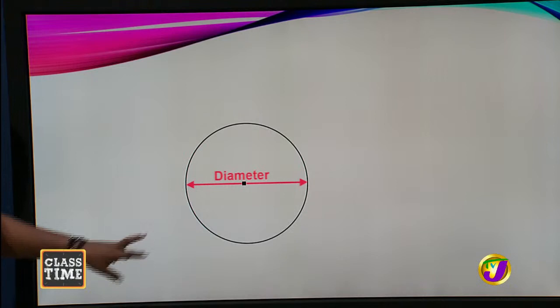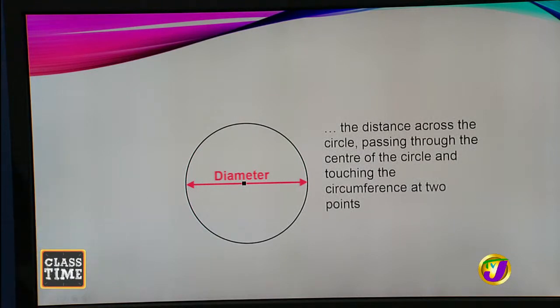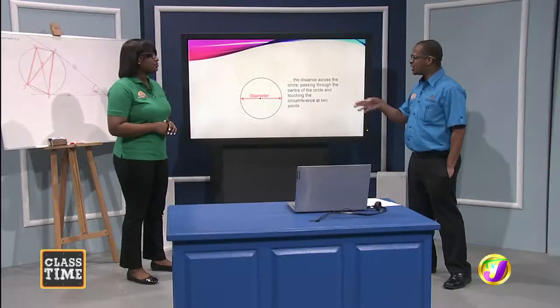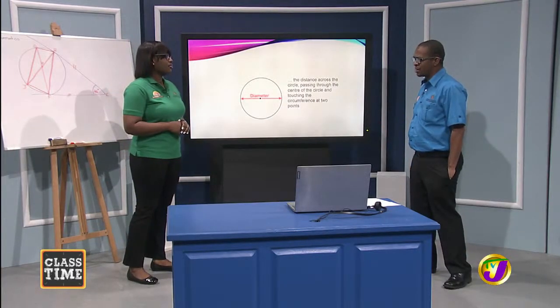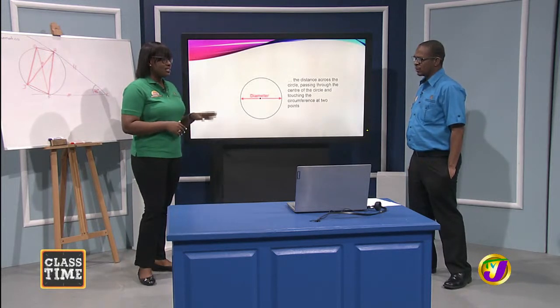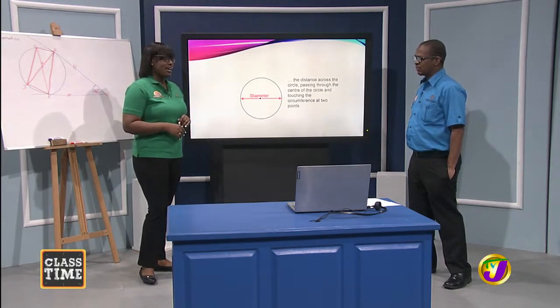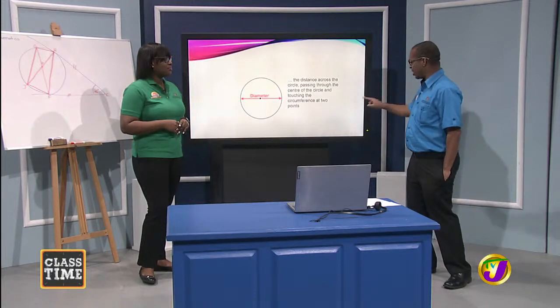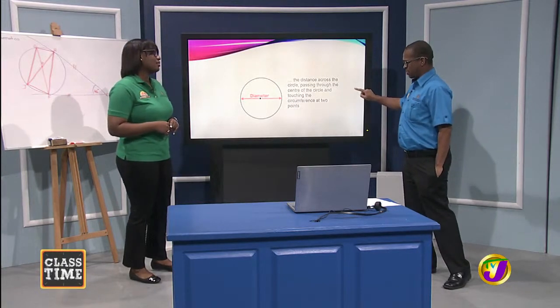The diameter, again, is the distance across the circle, passing through the center of the circle and touching the circumference at 2 points. So far, we're 2 out of 2. Question, before we move on, what if it doesn't pass through the center? Is it still going to be a diameter? According to our definition, that would not be a diameter. What is it called? I think we'll talk about it a little bit later. I think there are some notes on that.